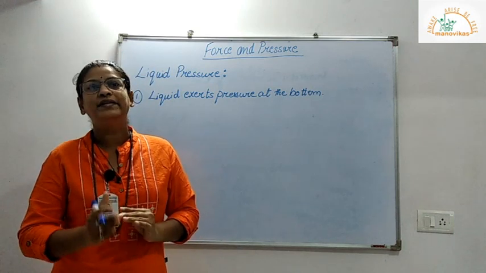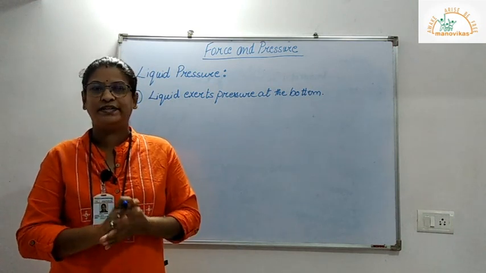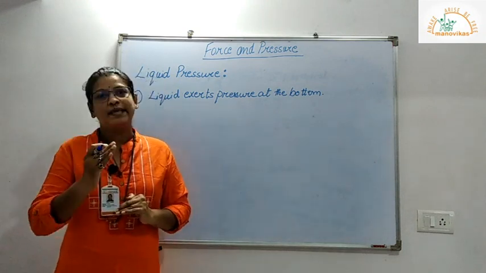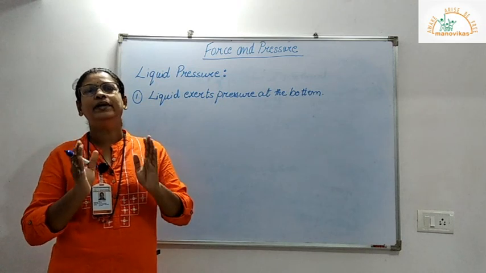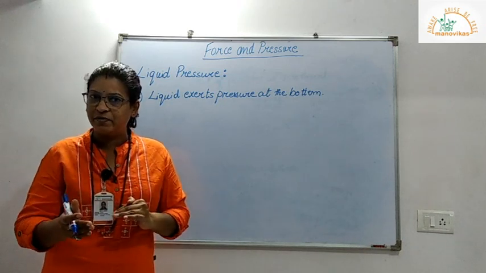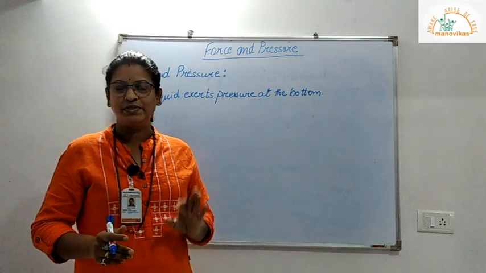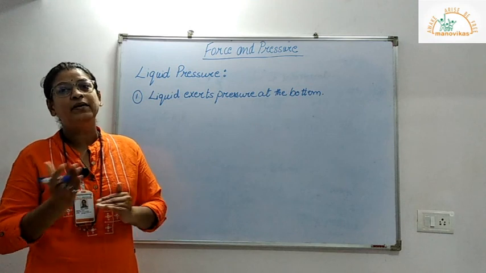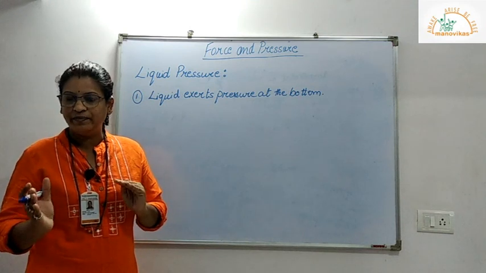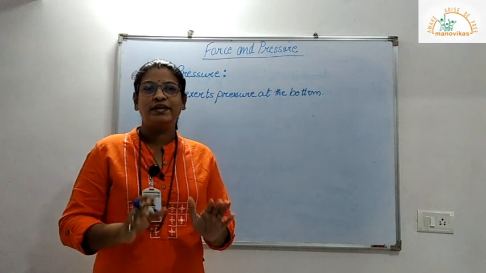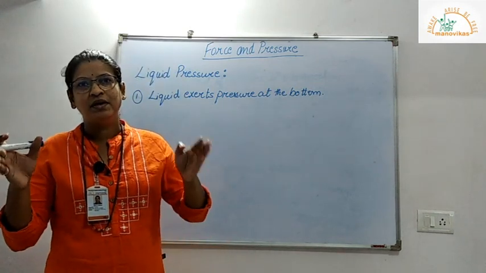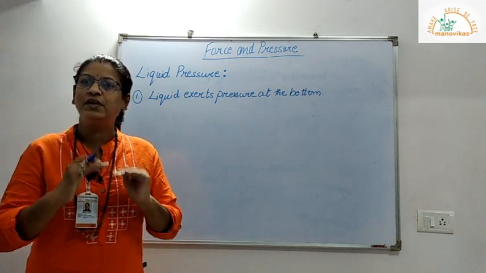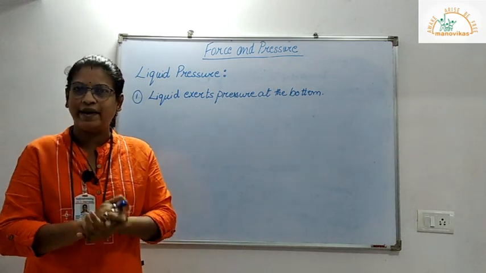Now, a solid exerts pressure on the surface at its bottom. Liquids exert pressure in all the directions. To understand this better, we take three examples. First, liquids exert pressure at the bottom of the container. Secondly, liquids exert pressure sideways, that is on the walls of the container. And third, liquids exert pressure in all the directions.